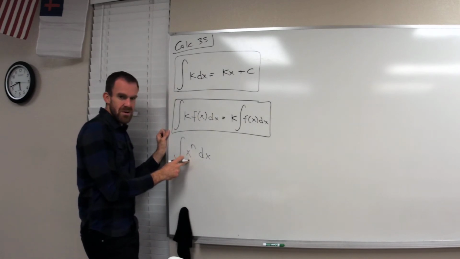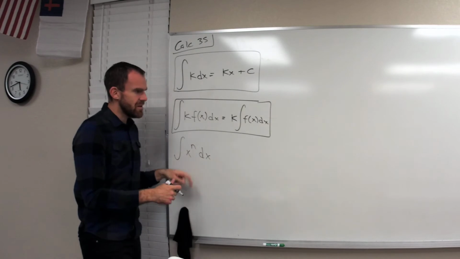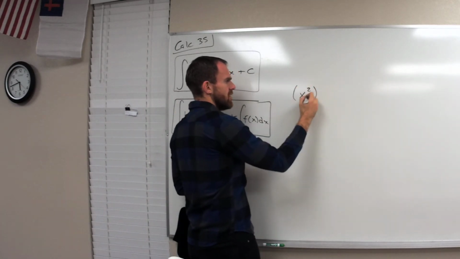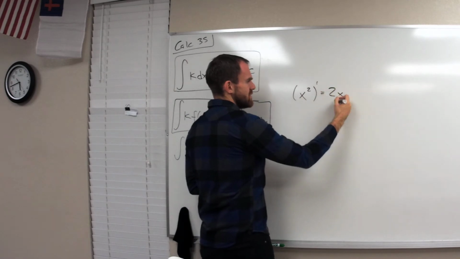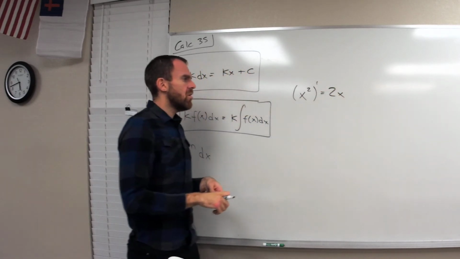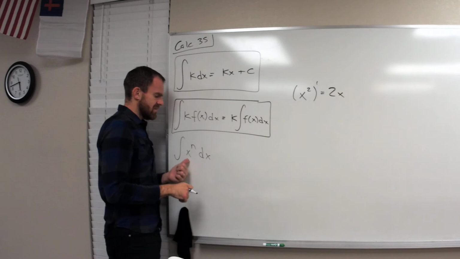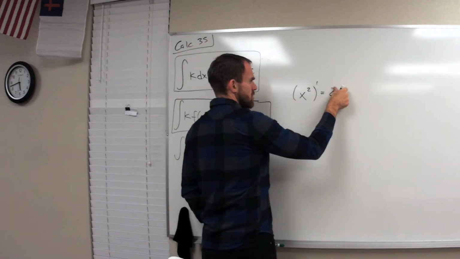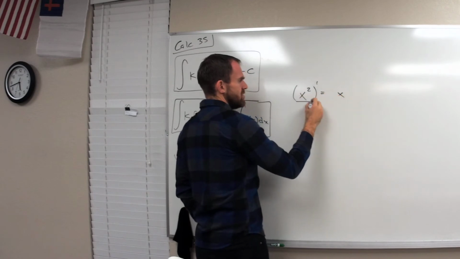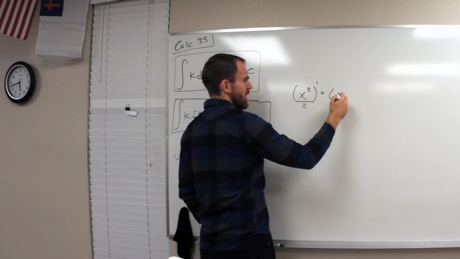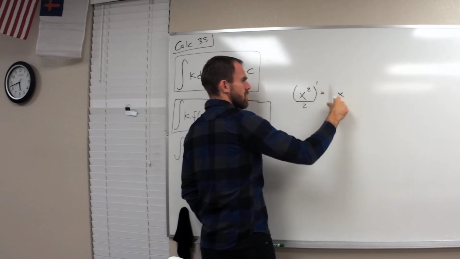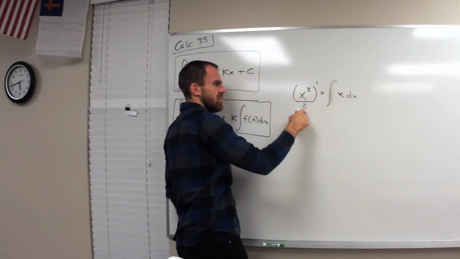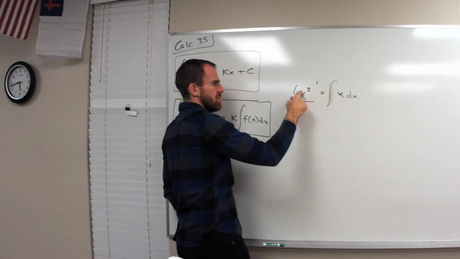Now, what about this one? This one's a little tricky. Let's think about this for a second. So if I take the derivative of x squared, I get 2x. So what happens if I integrate x? We'll just divide by 2 here. If I integrate x, then I get x squared over 2.